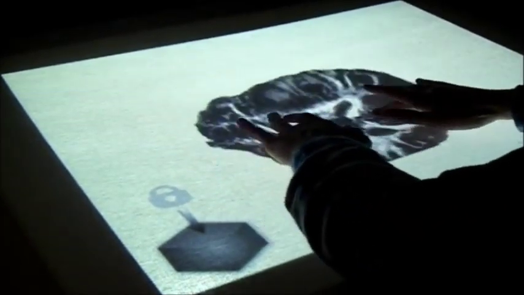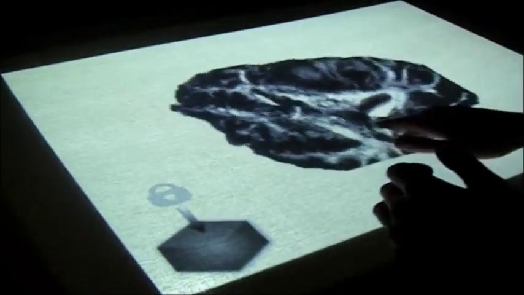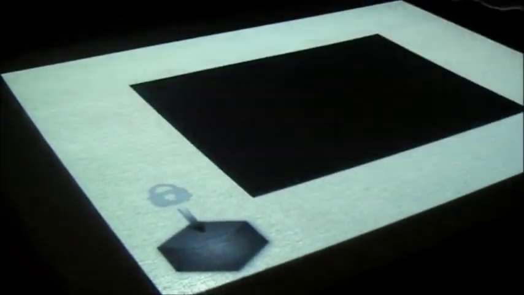A 3D grabbing action can be performed to take a screenshot of the current image, and this can be placed in any of the corners.